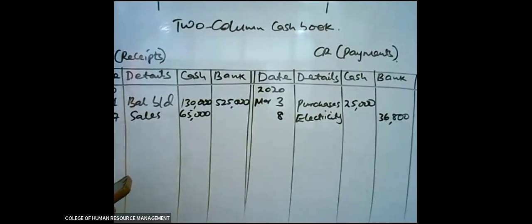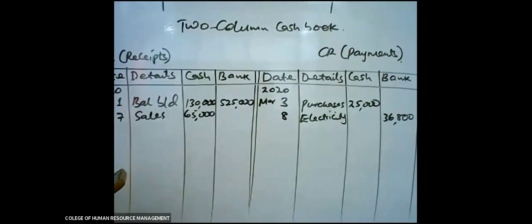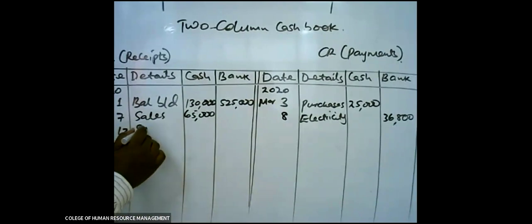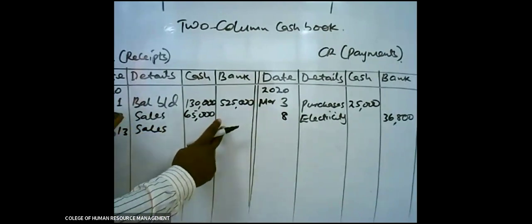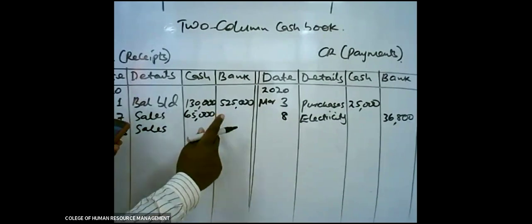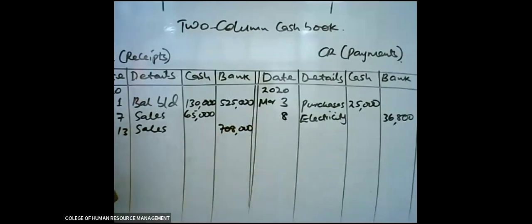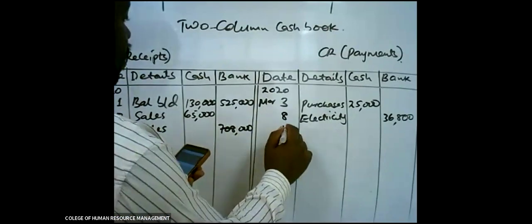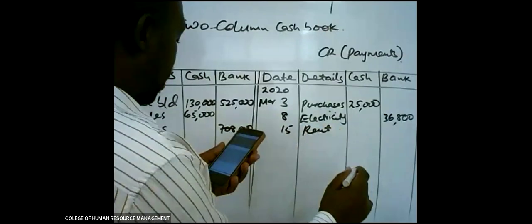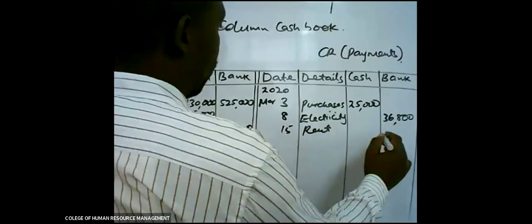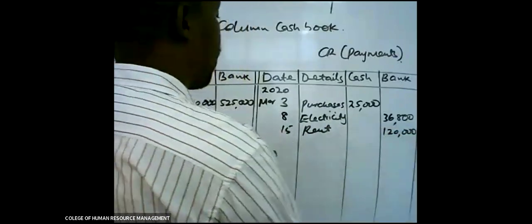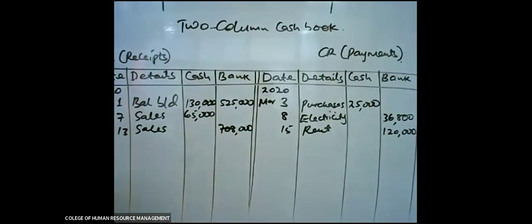On the 13th, we sold goods and received payment by check. So it is sales. We receive a check, the check will increase the bank balance, 708, in debit bank because it is a receipt in the bank. Paid rent on the 15th, you write here, we paid rent by check. So you credit bank. It reduces the bank balance, you credit bank because we paid by check.